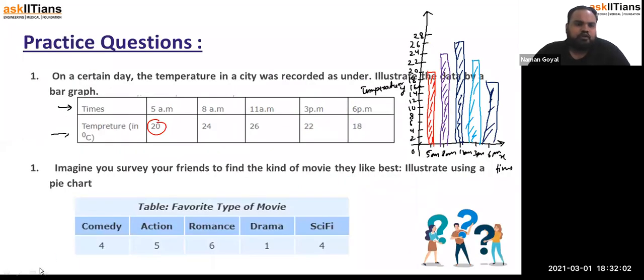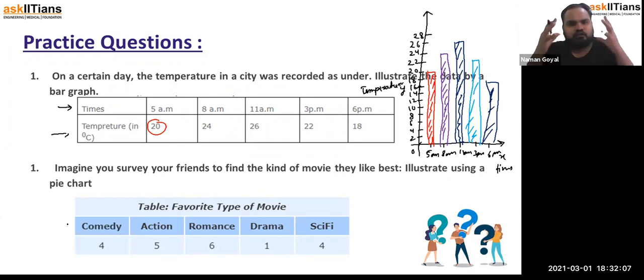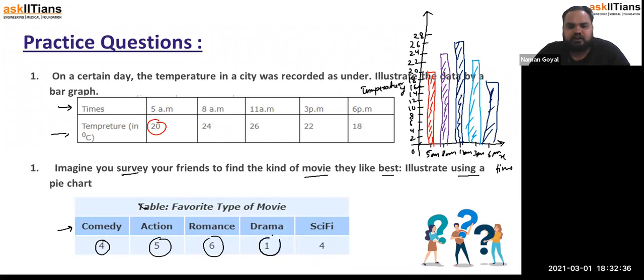Now next question. I'm going to give some hint; you have to do this question on your own. Imagine you survey your friends to find the kind of movies they like best, illustrating using a pie chart. We have to draw a pie chart. You ask your friends which kind of movie they like: 4 comedy movies, 5 action movies, 6 romance movies, 1 drama movie, and 4 science fiction movies.